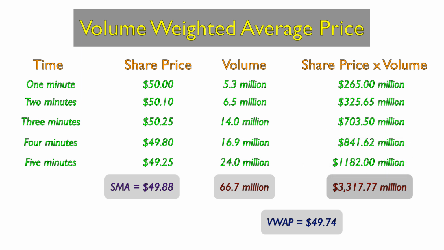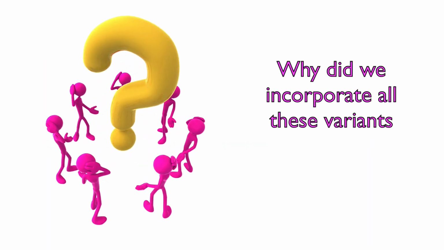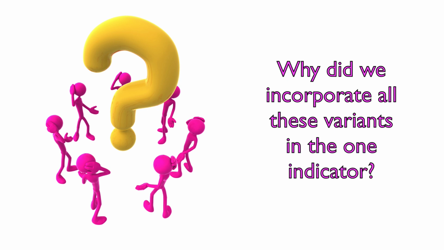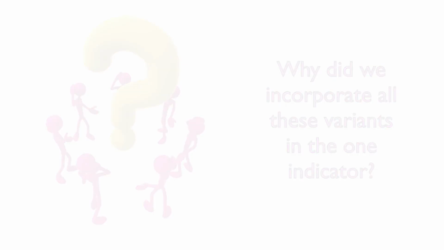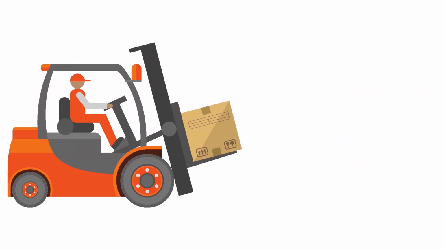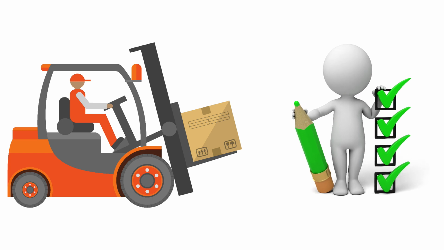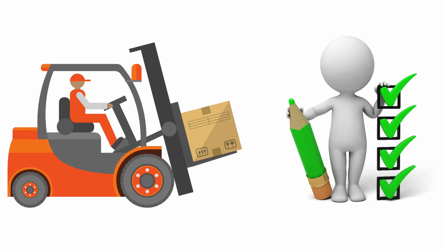So in simple terms, that's how the VWAP is calculated, which forms the basis for all the others, well, almost all the others. So the question is, why did we incorporate all these variants in the one indicator? And the short answer is because they are all popular. And as always, we like to over-deliver at Quantum. So we decided that this just made sense to offer all 5 variants in the one indicator, allowing our customers to choose their own favorites from the pack.